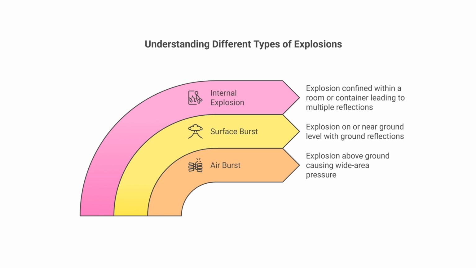After that comes the surface burst. In a surface burst, the explosive is kept on or near the ground level and ground reflections occur. This corresponds to the previous figure that we just saw. So the previous figure was a case of a surface burst. Air burst: an above ground explosion is characterized as an air burst, and the dissipation of this burst is over a wide range of area.